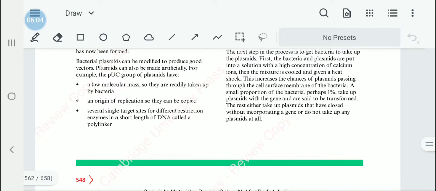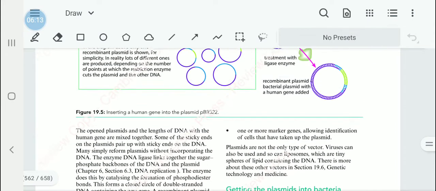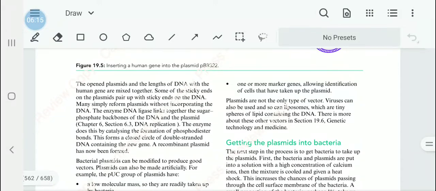Then they have several unique target sites for different restriction enzymes in a short length of DNA, and it is called a polylinker. Then there would be one or more marker genes, so it would be easy for us to identify after it has been taken up by the plasmid.